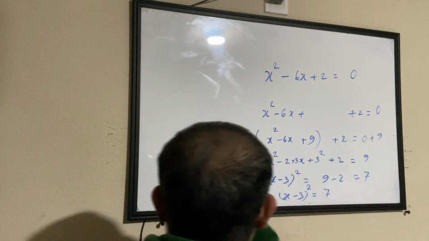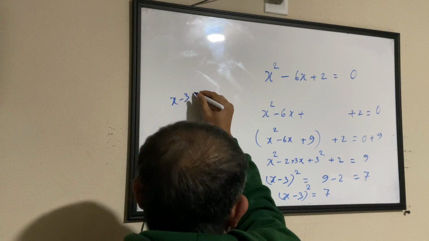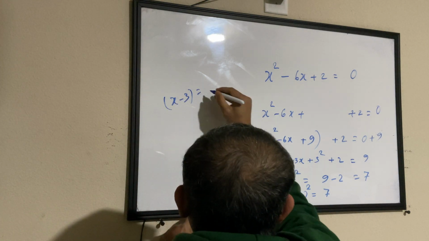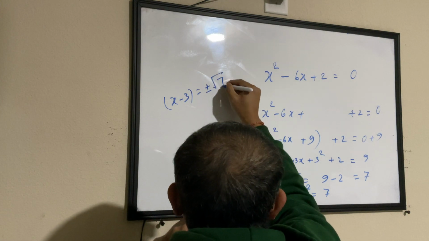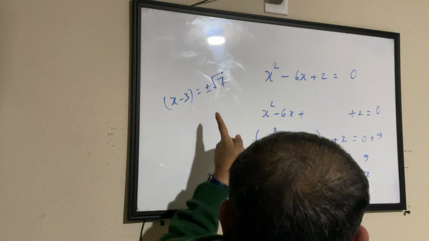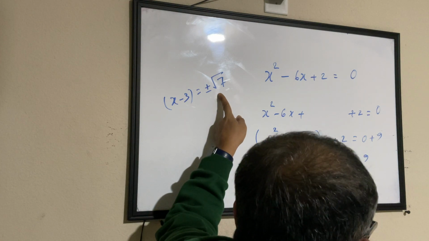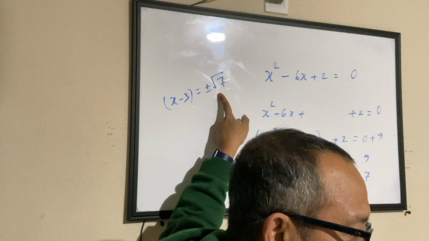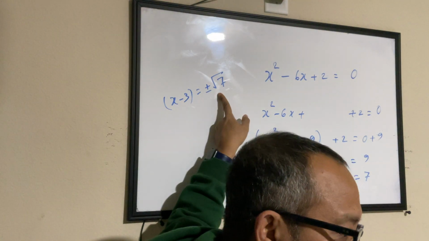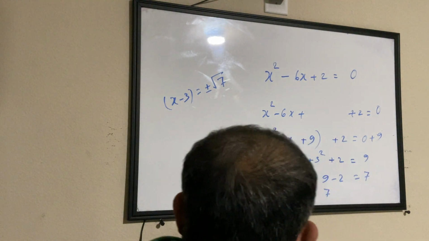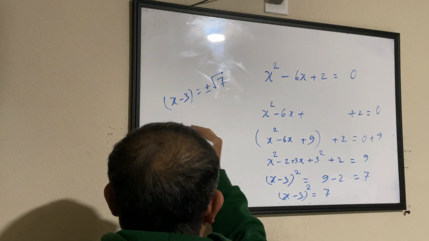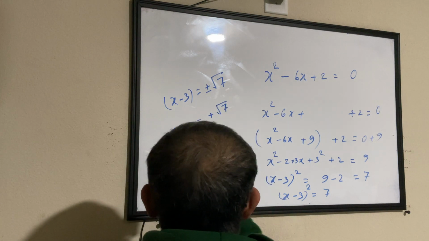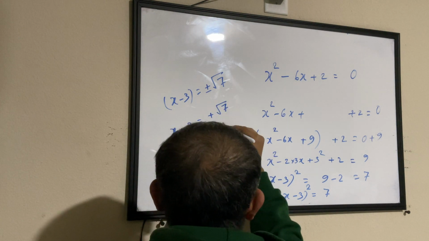So you will say, okay, fine, that means x minus 3 equals plus or minus the square root of 7. Do you think I'm making sense so far? Are you able to follow me so far? Yeah. So now this gives me two solutions: x minus 3 equals plus square root of 7, or x minus 3 equals minus square root of 7.